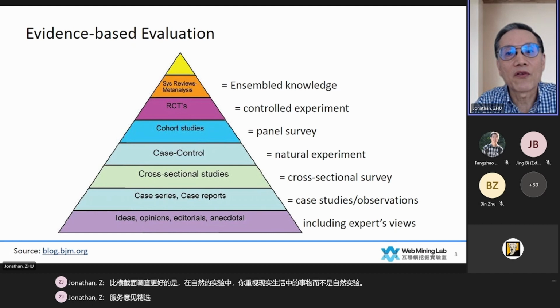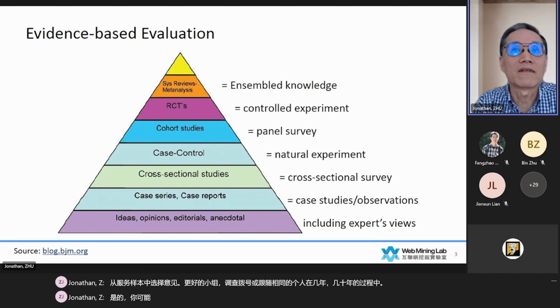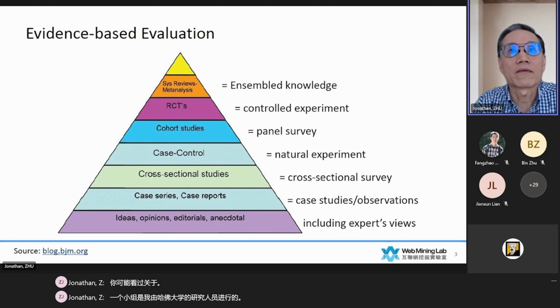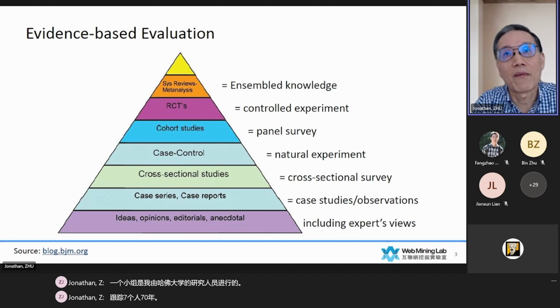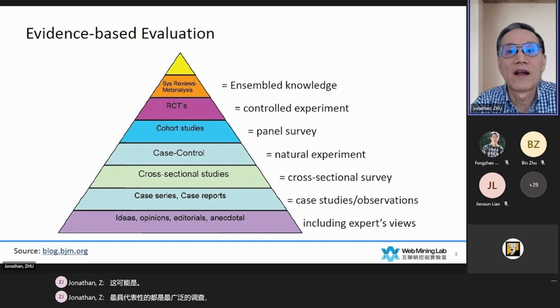Even better, panel survey that will follow the same individuals over a course of several years, several decades. You probably have seen stories about a panel study carried out by researchers at Harvard University that tracked the same individuals for 70 years. And that's probably the most representative or the most extensive panel survey.